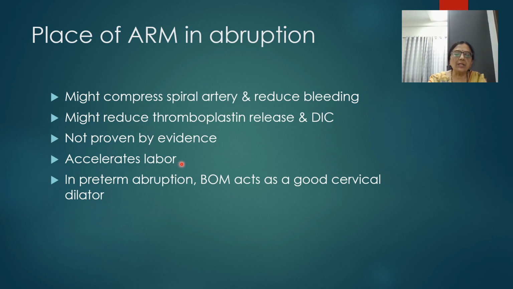ARM accelerates labor, that is the advantage. But remember that whenever it is a preterm abruption and there is an intrauterine death and you want to give a trial of vaginal delivery in these patients, the bag of membranes acts as a good cervical dilator. So we have to weigh the advantages against the disadvantages of doing ARM in patients with abruption. It is advocated thinking that it will reduce the bleeding and the development of DIC, but there is no proven evidence for this postulate.